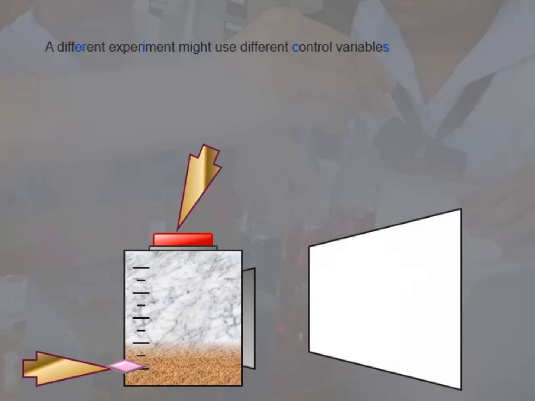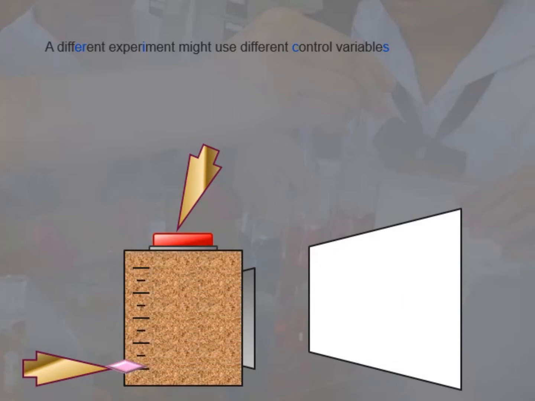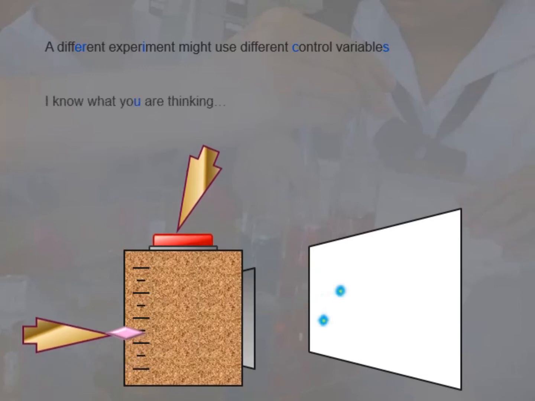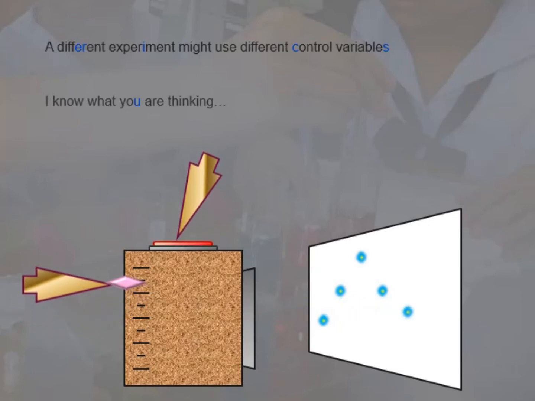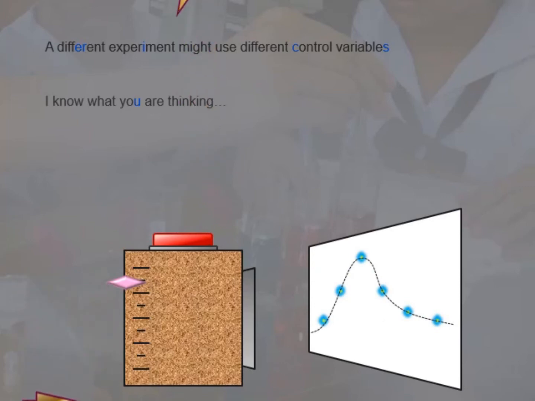So a different experiment might use different control variables. So let's say we change our experiment and now we have this set of control variables. This different box represents a different set of control variables. And we can do a different set of experiments, and looks like we're going to get a different set of results. That's interesting. So I know what you're thinking here, right?